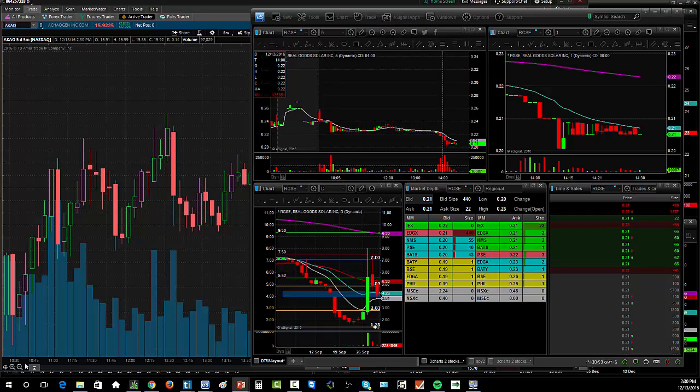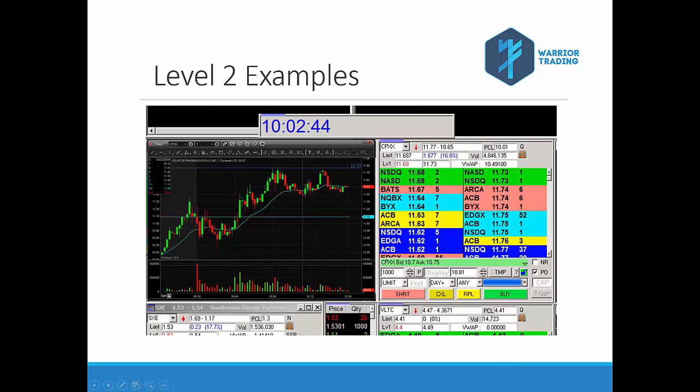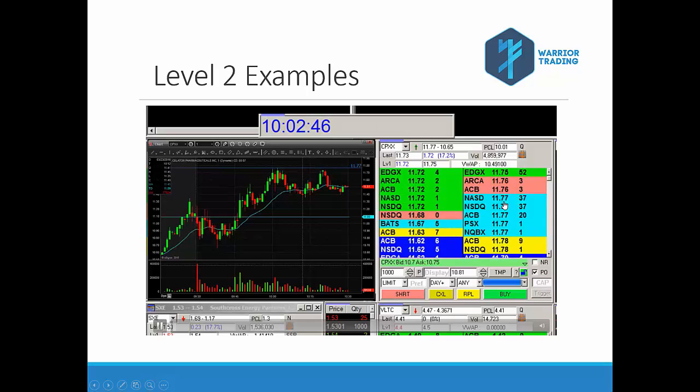All right, so let's look at another live trade here. This is going to be a 100K share, 100,000 share seller holding down the level 2. All right, so we're looking at this, kind of squeezing up, looks good, and we're going to see him down here.